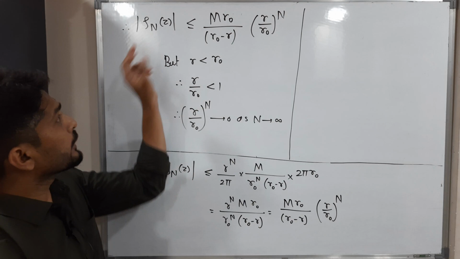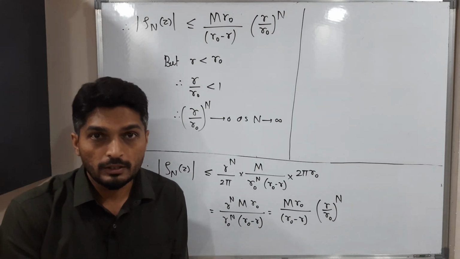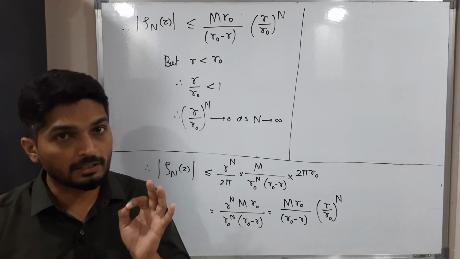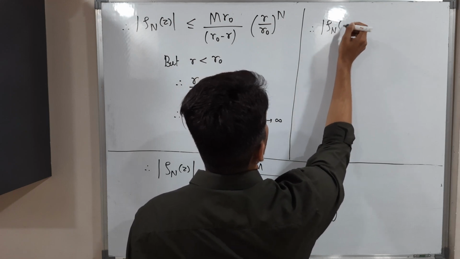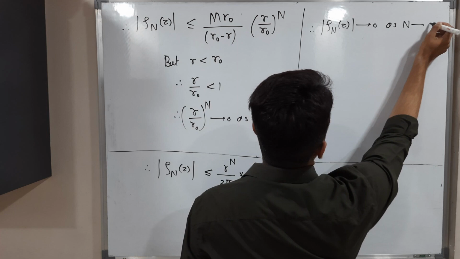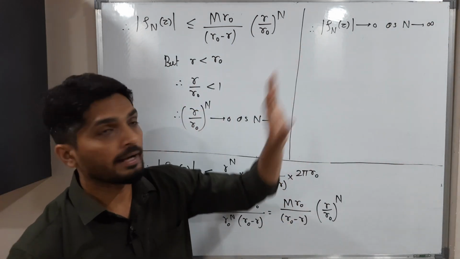So |ρ_n(z)| is less than or equal to 0. But actually there is a modulus, so it cannot be negative. So that is also greater than or equal to 0. That means our conclusion is, therefore |ρ_n(z)| tends to 0 as n tends to infinity. Getting? As n goes to infinity, its value will be 0.